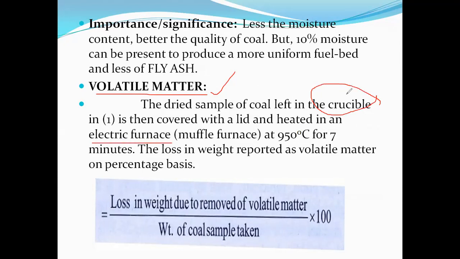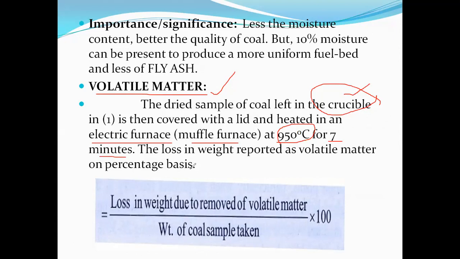Coal sample crucible lo తీసుకున్నాను, electrical furnace lo తీసుకోండి. Electric furnace ని muffle furnace అని చెప్తాడు. Now it should be heated to about 950 degrees centigrade. The duration of heating should be 7 minutes. Okay, నేను మళ్ళీ చెప్తున్నాను. Coal sample should be taken in the electric furnace. It should be heated to about 950 degrees centigrade for 7 minutes.